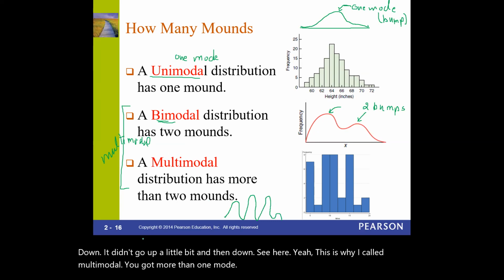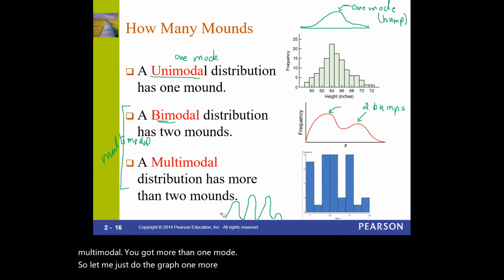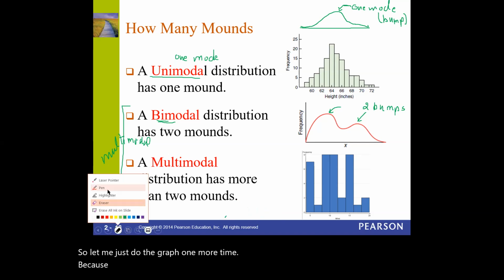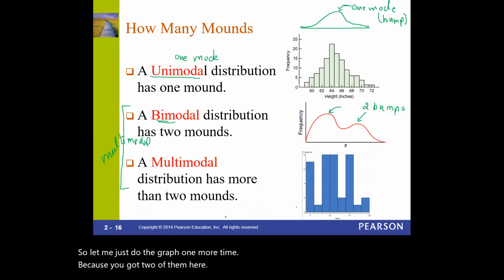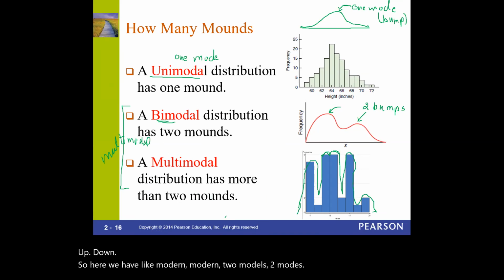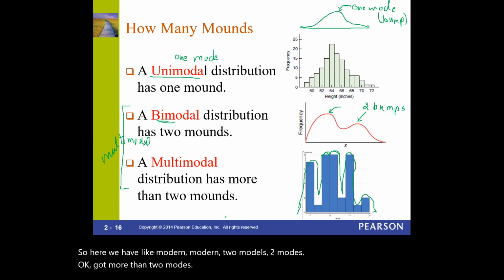Okay, so let me just do the graph one more time, because you got two of them here. You go up, down, up again. I will do the first way. And down, up, down, up, down. Okay. So here we have more than two modes. That's what happened. In that case, this is two modes right here, two modes.